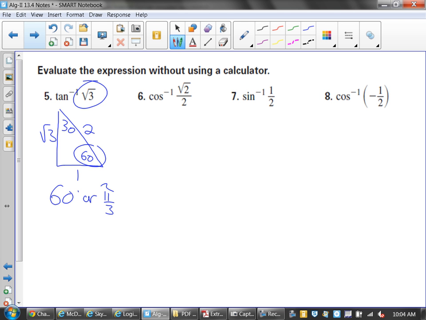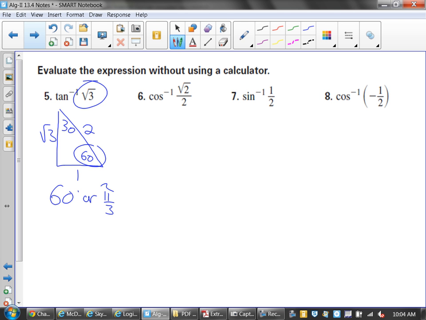Those are what you're looking at. Cosine of root 2 over 2. We should know this off the top of our head. What is it? 45. Very good. What is that in radians? See how much easier this is after taking all that time through the unit circle stuff on 13.3? Sine of 1/2. That's 30. Very good. Pi over 6.